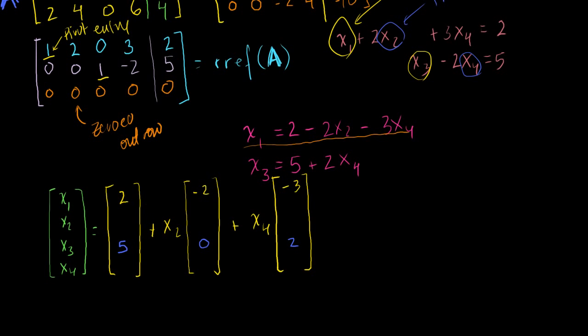Now, what does x2 equal? Well, you could say x2 is equal to 0 plus 1 times x2 plus 0 times x4. Right? x2 is just equal to x2. It's a free variable. And similarly, what is x4 equal to? x4 is equal to 0 plus 0 times x2 plus 1 times x4. Now, what does this do for us?